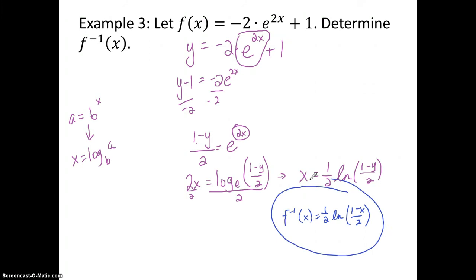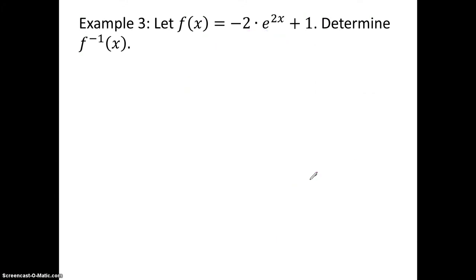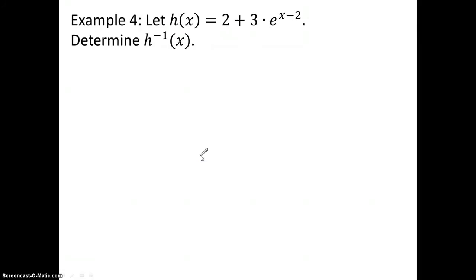Okay, I've got one more example that I'm going to speed through here for you, and we're going to try to get this done before I get students coming in my classroom. Okay, so example 4, again, pause it if you can and then try to solve it yourself.